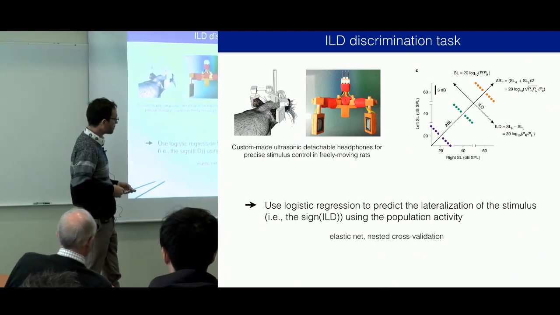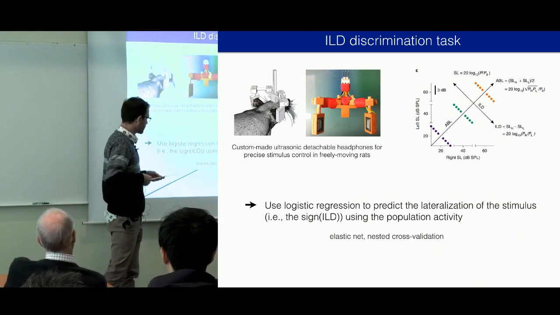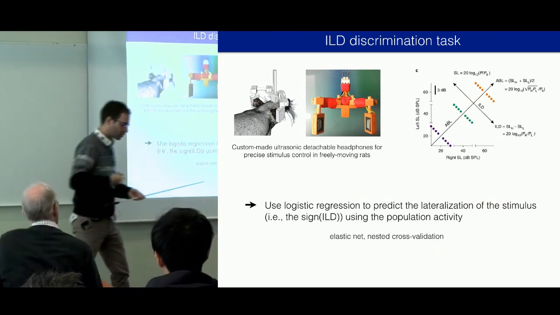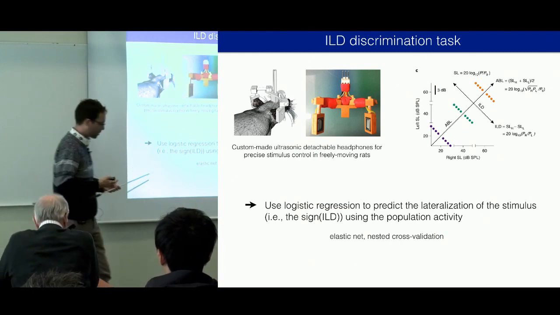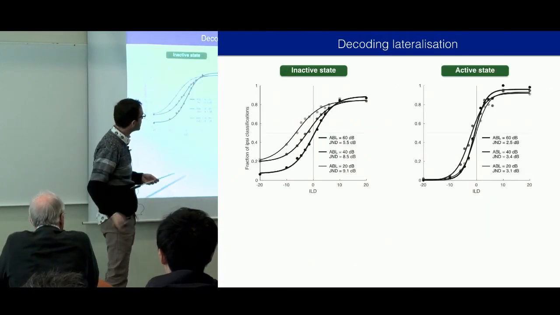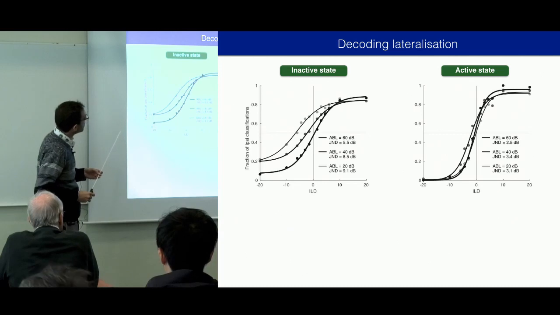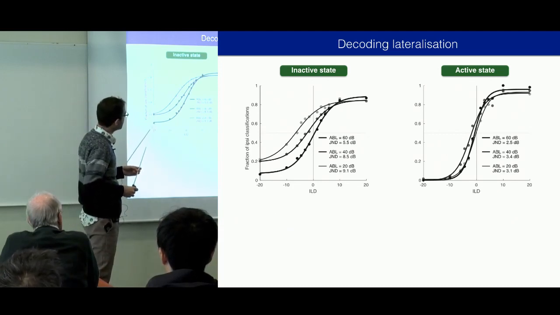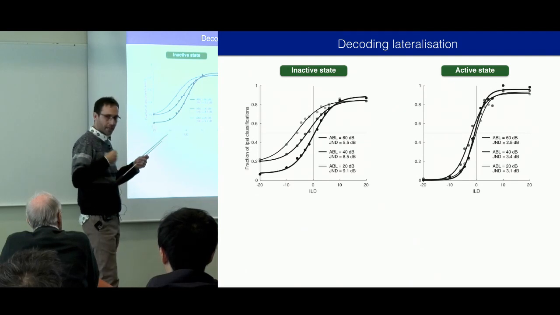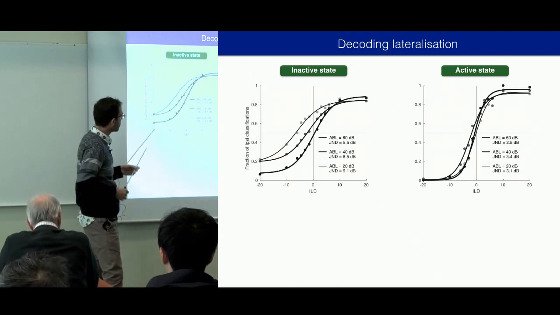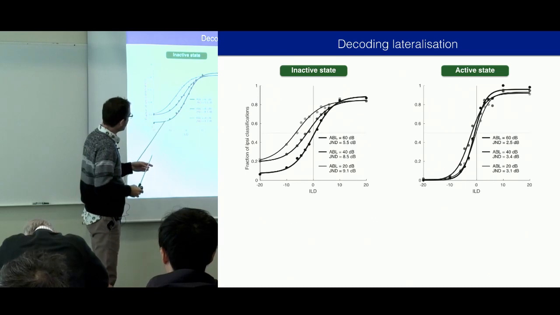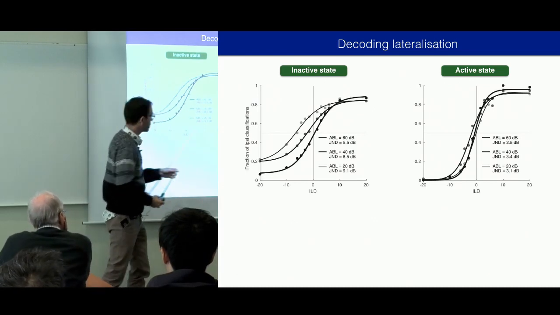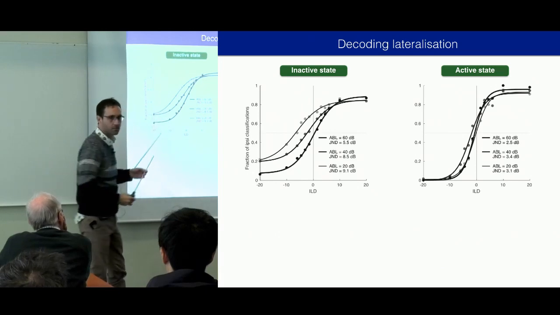And just for the aficionados, we use elastic net regularization and nested cross-validation to test the accuracy of the different models. And so this is what you see. This is for one particular experiment. These are the population neurometric curves for the three different volumes. Here is lateralization, and each of the three intensities is one of these curves.